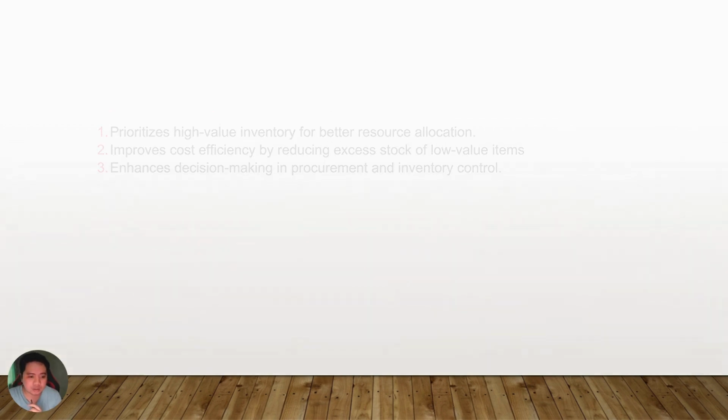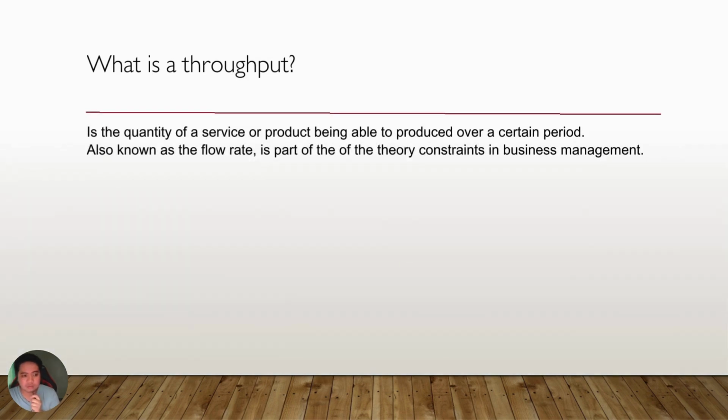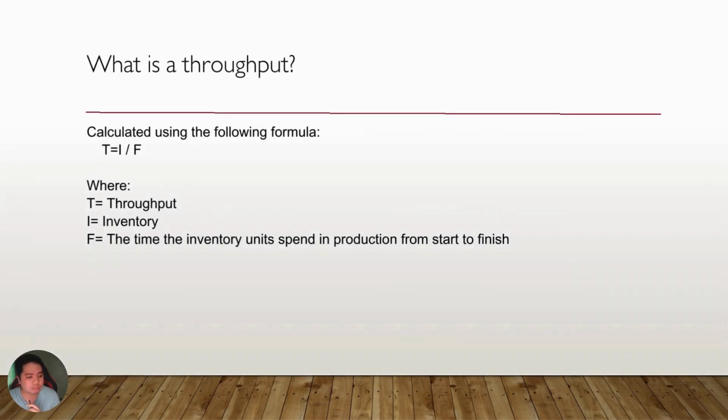Next topic that was being introduced is managing throughput. Throughput is the quantity of product or service being able to be produced over a certain period, also known as the flow rate. It is part of the theory of constraints in business management. So that is the definition of throughput. So how do we compute for the throughput? It is calculated using the formula: throughput is equal to inventory over the time the inventory units spent in production from start to finish.